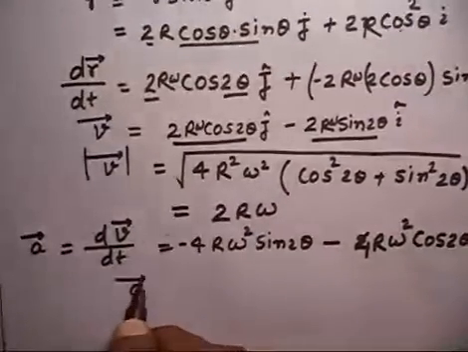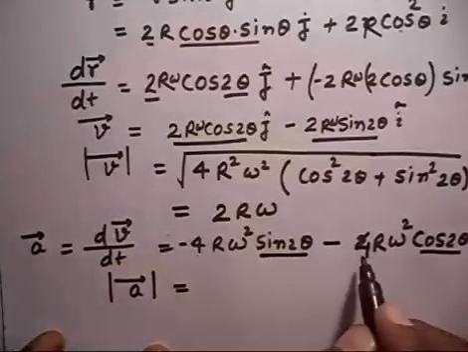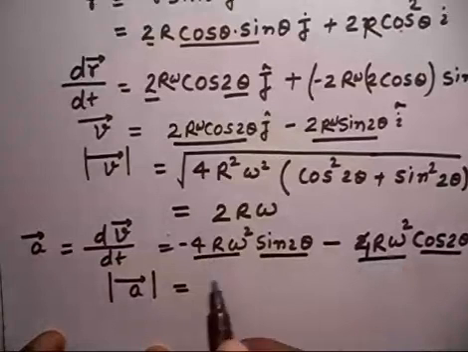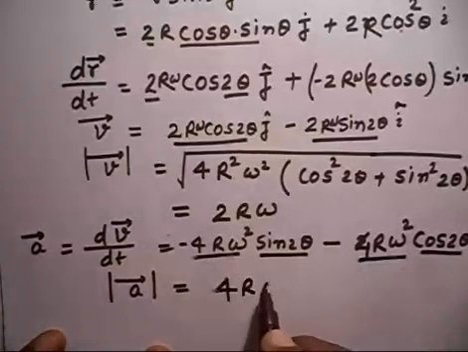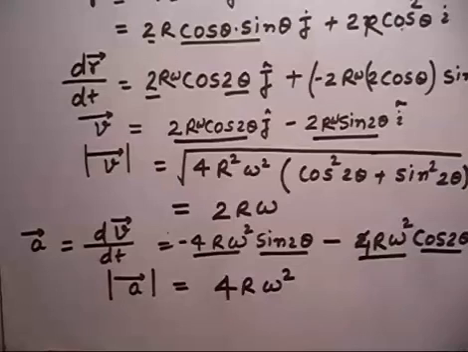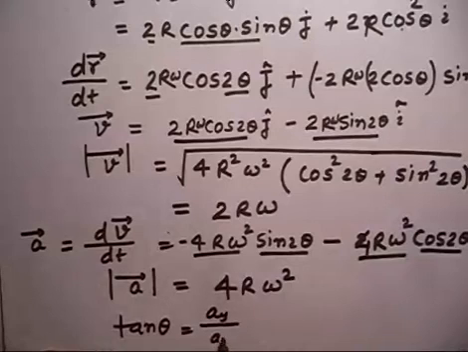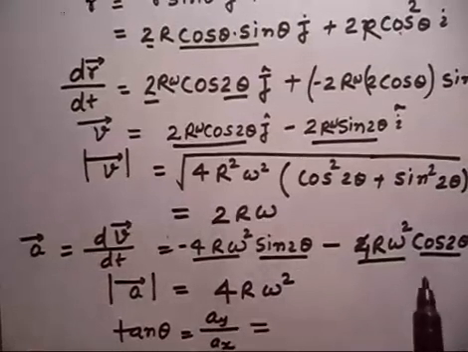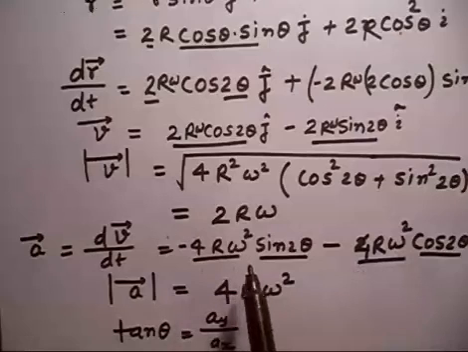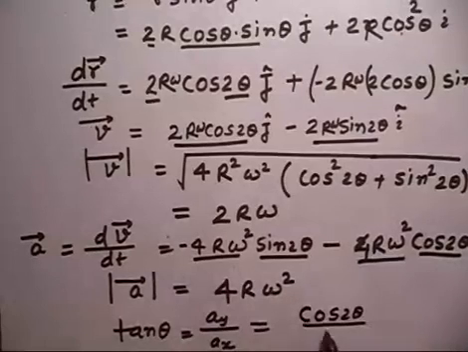So you see, the acceleration vector is something like this. Now what is the magnitude of the acceleration vector? Simply the square of this plus the square of this. So you see sin 2 theta, cos 2 theta, 4r omega squared, 4r omega squared. If you square and take the root, it will come 4r omega squared. Now we also have to find the direction of the total acceleration. The direction is given by tan theta equals acceleration component y divided by acceleration component x. Now you see the y component is this and the x component is this. Both are minus, so minus minus gets cancelled out, so cos 2 theta by sin 2 theta.